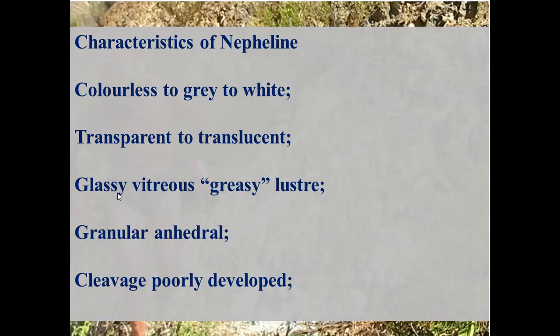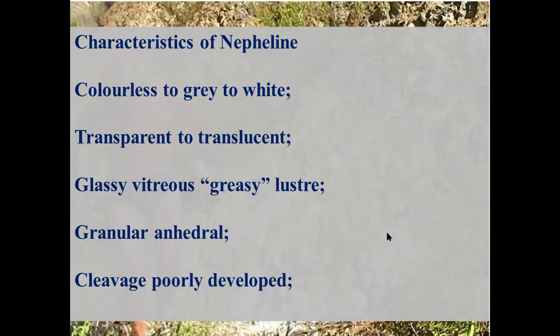The giveaway, as I've just said, is that it's got a glassy vitreous luster, but it's greasy. So you imagine smearing Vaseline over it, and that's the giveaway for nepheline. It is generally anhedral, only, as I say, when you get a lot of it, then it can become subhedral. So you can start to get some reasonable, or well, sort of reasonable crystals. At least you can get crystal edges and some faces. It has a cleavage, but it's not very well developed, and you're unlikely to see that.